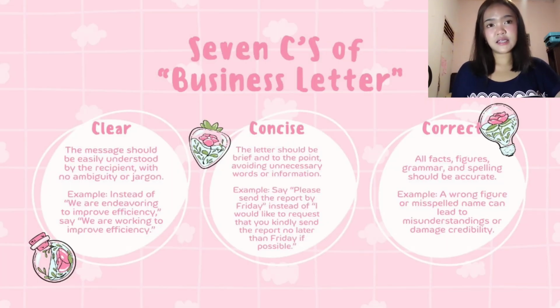Next is the 7 C's of business letter. The first of the 7 C's of business letter is clear. The message should be easily understood by the recipient with no ambiguity or jargon. Example: instead of "we are endeavoring to improve efficiency," say "we are working to improve efficiency." The second one is concise. The letter should be brief and to the point, avoiding unnecessary words or information.